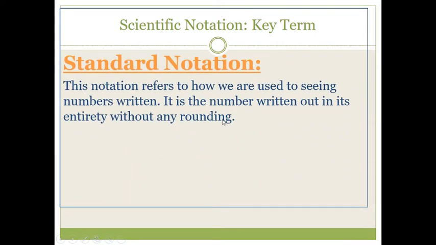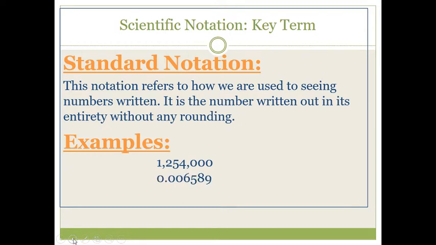Standard notation. Standard notation refers to how we're used to seeing numbers written, right? It's the number written out in its entirety without any rounding. All right, so some examples of that are 1,254,000, 0.006589, 3.458. Any number that's written out in its entirety without any rounding is called standard notation.